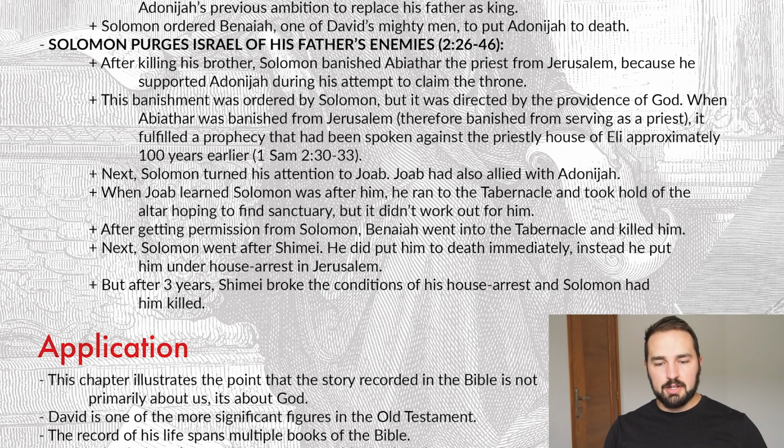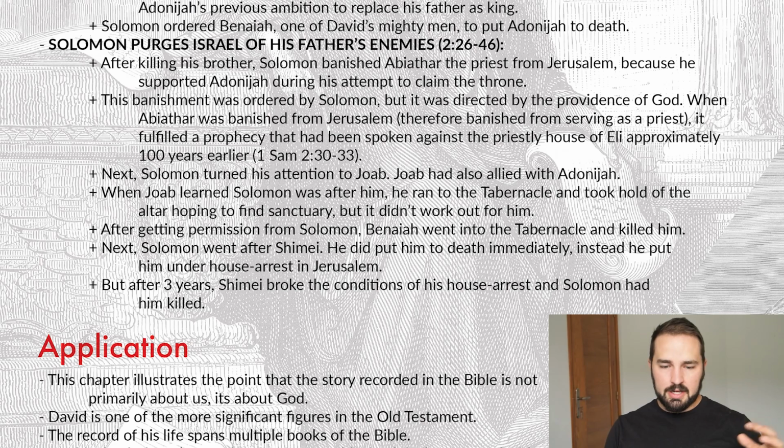When Abiathar was banished from Jerusalem and therefore wasn't able to serve as a priest any longer, it fulfilled a prophecy that had been spoken against the priestly house of Eli as a punishment because of the wickedness of his sons. That was about 100 years previous to this. If you want to know more about that, read 1 Samuel 2, verses 30 through 33.